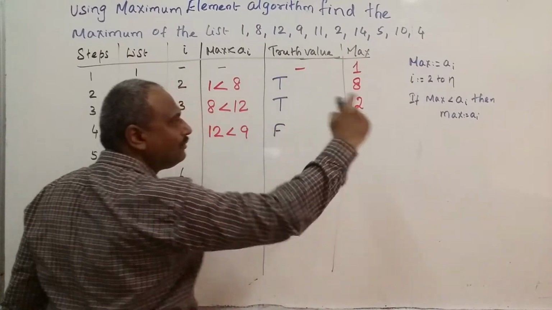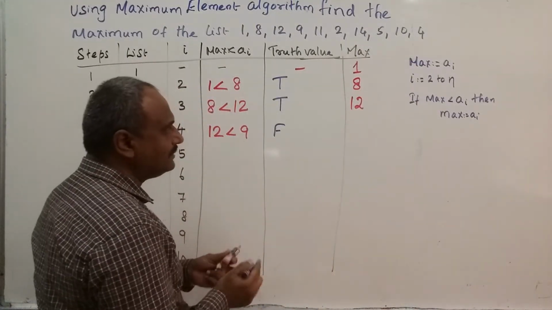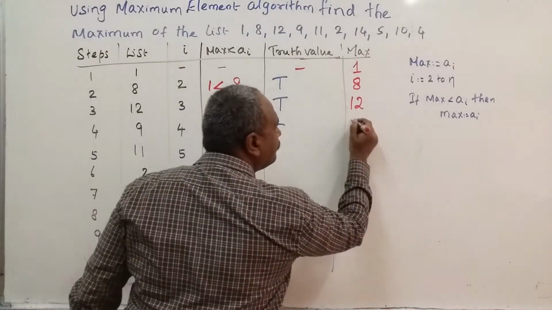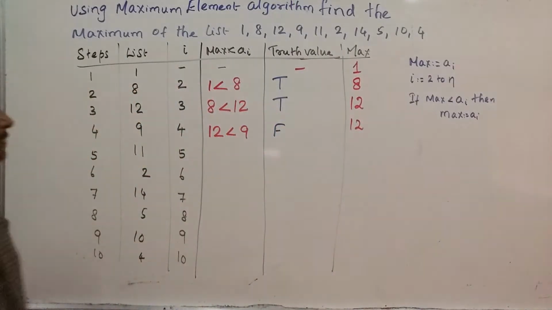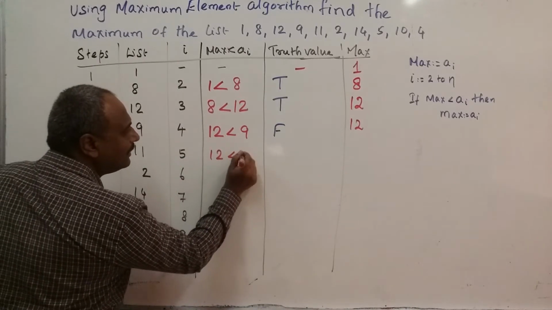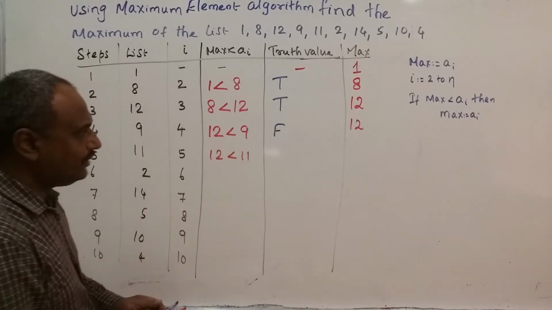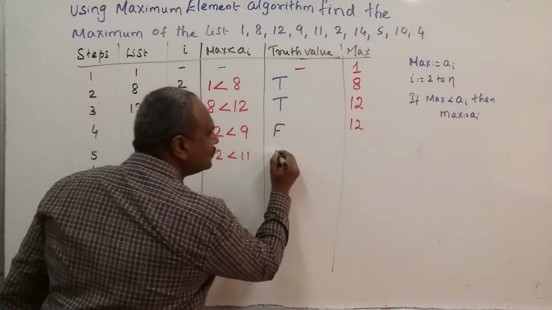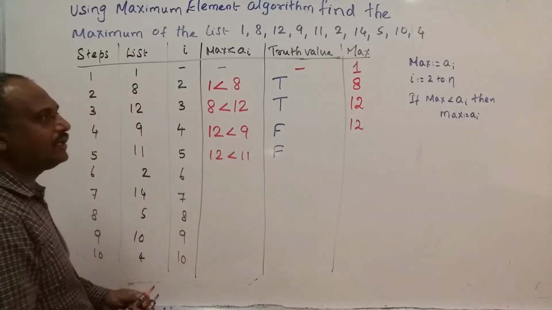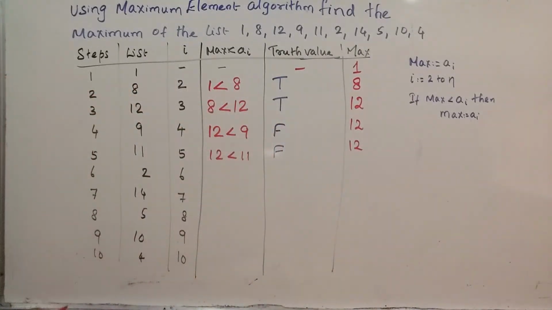If it is false, it will go to the next number. There is no change, so the maximum will be considered again 12. Here I am going to compare the next number. Is 12 less than the corresponding number 11? So the truth value is again false. There is no change in the maximum value. Isn't it? Whenever there is the truth, then the maximum value will be changed.